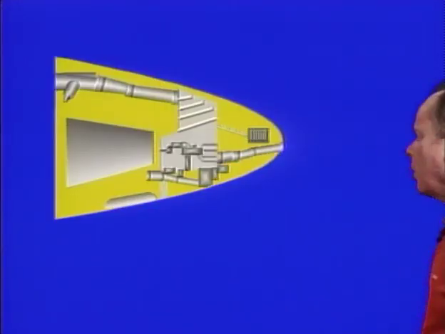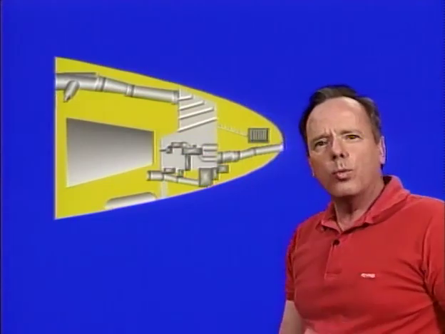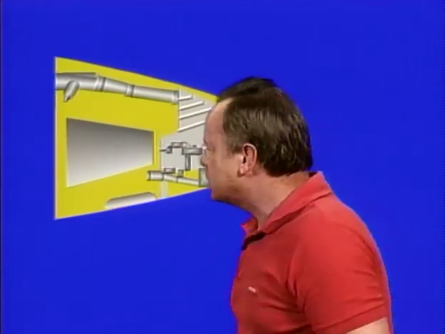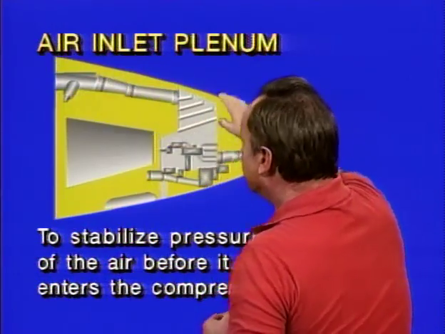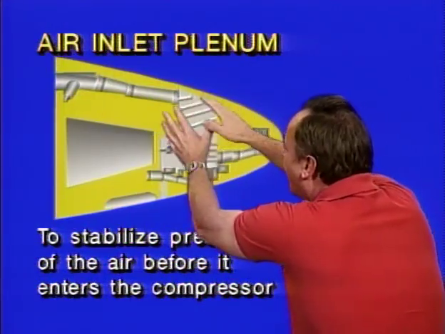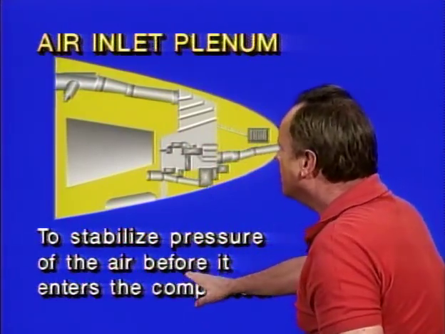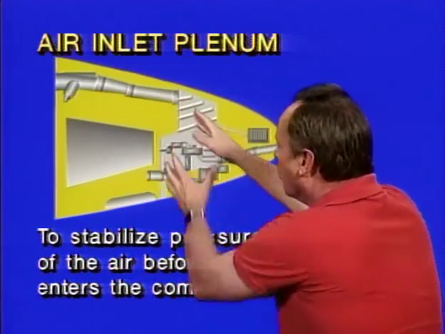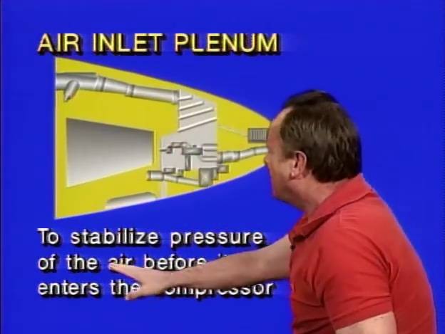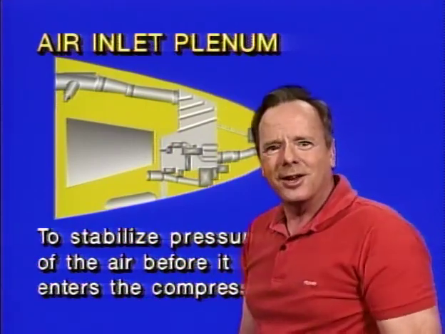Now, for the APU to work best, you need to have a smooth flow of air to the inlet of the APU, and one way you can ensure that is with what is known as a plenum. Now, an air inlet plenum is just an enlargement or a wide spot in the duct, and it allows the air pressure to stabilize before it enters the compressor. So the purpose of this air inlet plenum, that's a wide spot in the duct, is to stabilize the air pressure before it enters the compressor. They're going to ask you about that on the test.